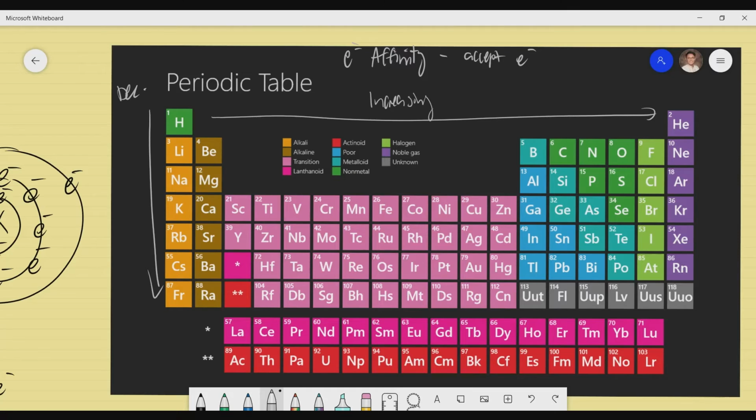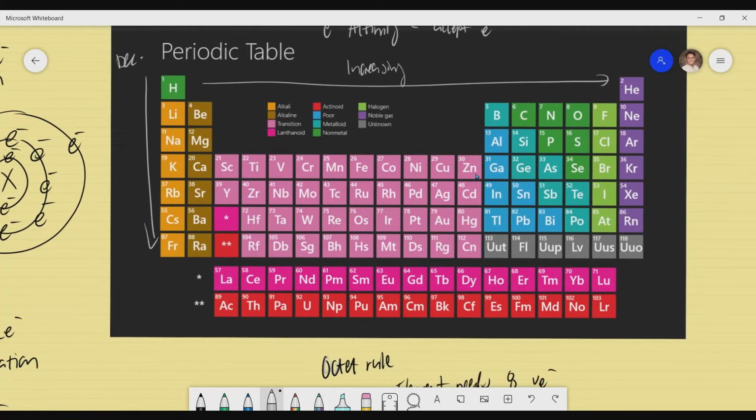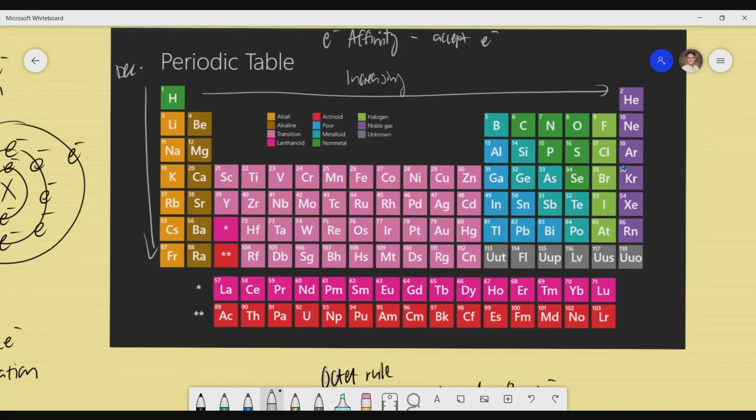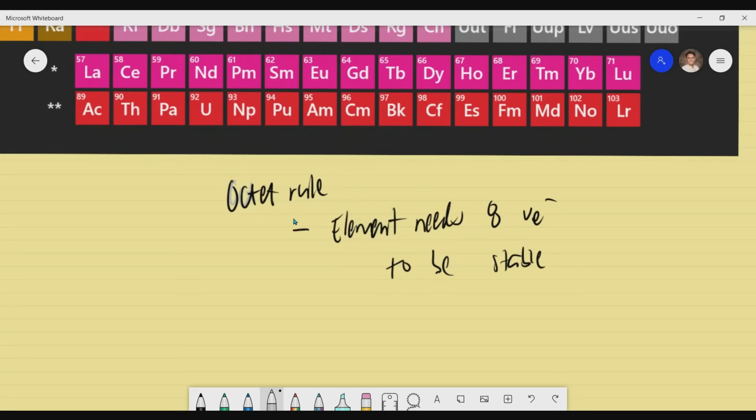What must be the reason? Ito po, explain ko po ulit. Abilidad na tumanggap. Tatanggap ng electron. Bakit kapag pakanan lalo, sobrang taas ng affinity? Balikan natin sa octet rule. Octet rule states that an element needs 8 valence electrons to be stable. Yun ang goal nila. Maging stable. Papaano? Kailangan 8 ang valence electron.